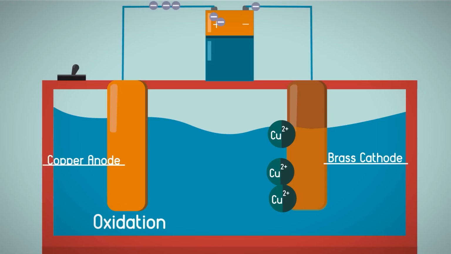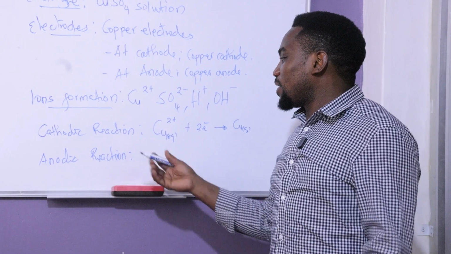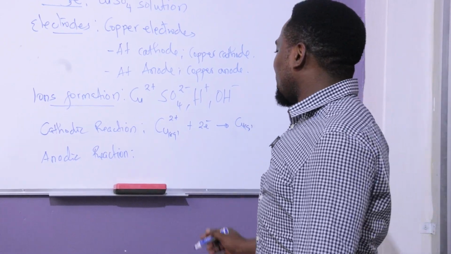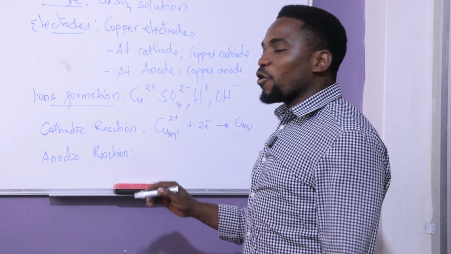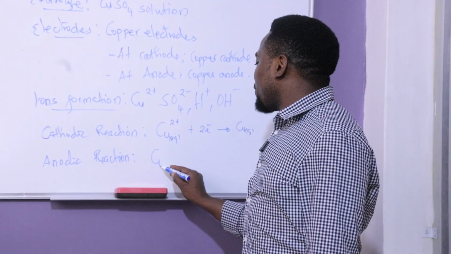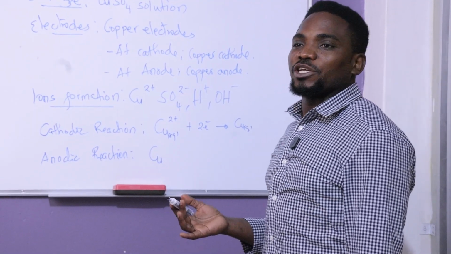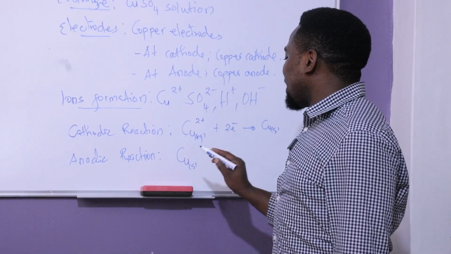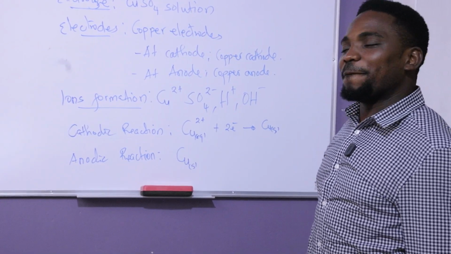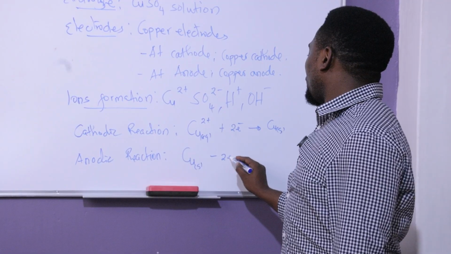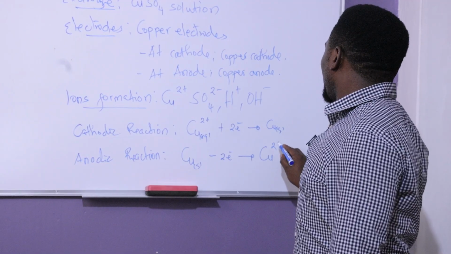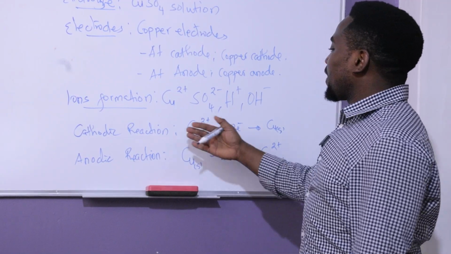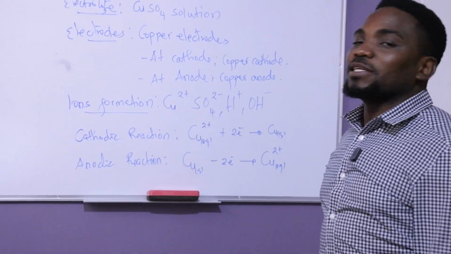But from the anode, we have said no sulfate ions or hydroxyl ions will be preferentially discharged. So what's going to be discharged at the anode? You understand that copper is ionizing. Copper is dissociating. So you'll have copper with no charge, and that is solid. It is copper in solid form, it is ionizing to give what we call copper with 2 positive charges. So these are the reactions that occur at the cathode and at the anode.